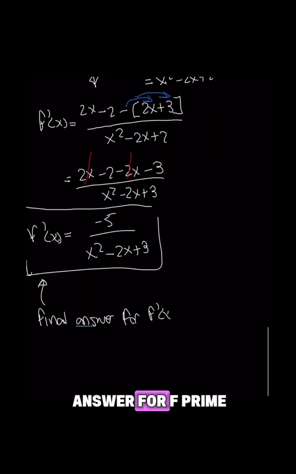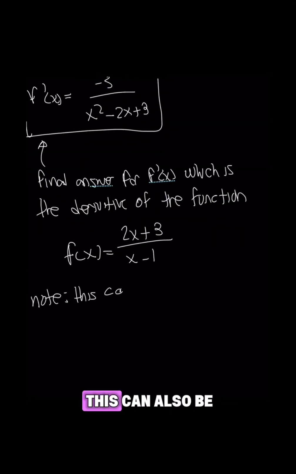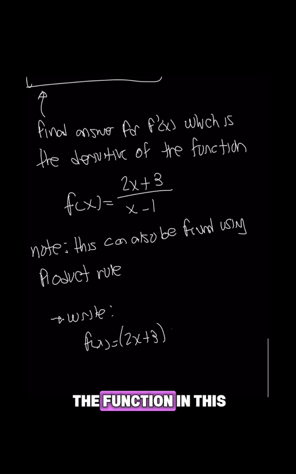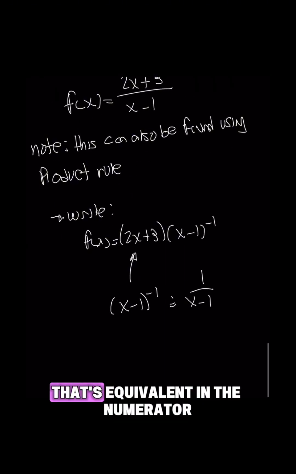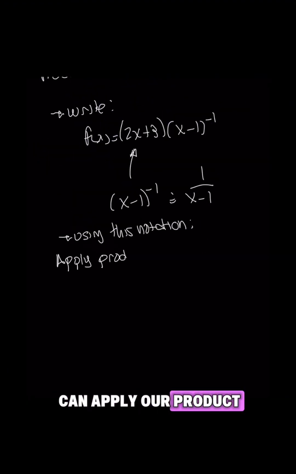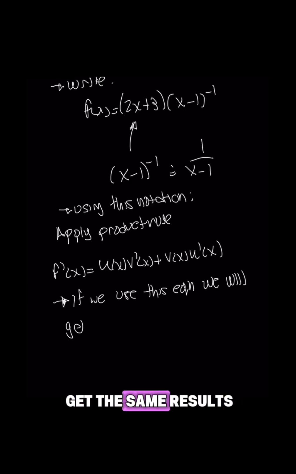This is the final answer for f prime of x, which is the derivative of the function given here, f of x. Note, this can also be found using the product rule, which is sometimes simpler. So we can write the function in this form here, where we transform the denominator to an expression that's equivalent in the numerator. x minus 1 to the negative 1 is the same as 1 over x minus 1. Using this notation, we can apply our product rule equation instead. And if we use this equation, we'll find that we get the same result at the end.